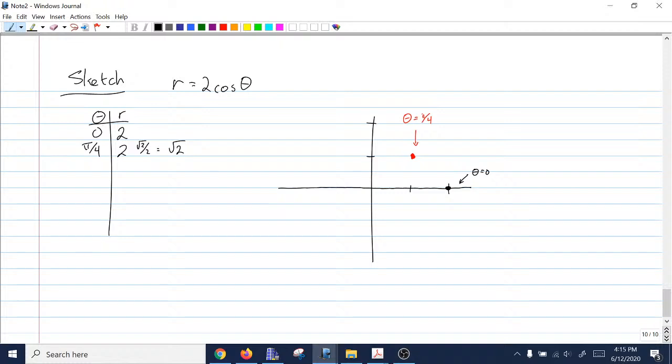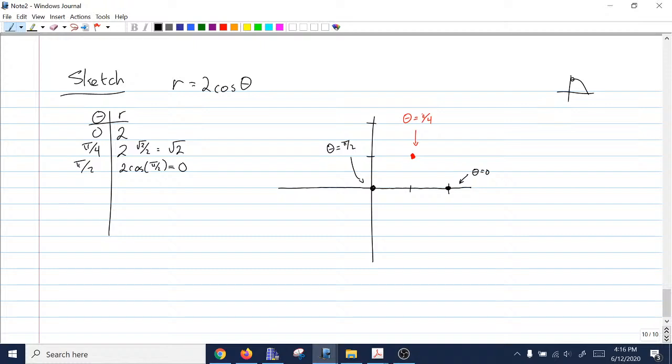If I go up to pi over 2, now I'm going vertically. My r value is 2 cosine pi over 2. Cosine pi over 2 is 0, right? Yeah, the x coordinate is 0. So I want to go this direction by 0. That's easy. That gives me this point. Cool.